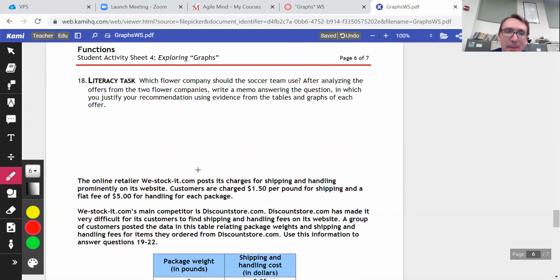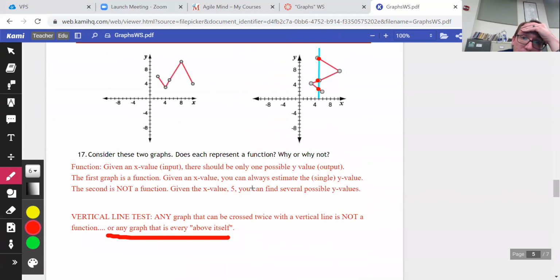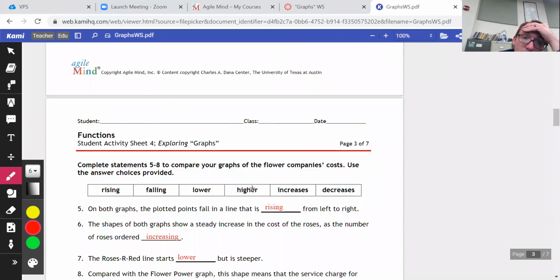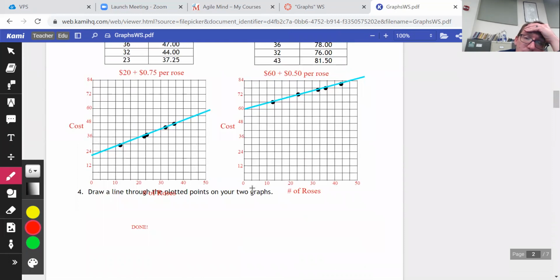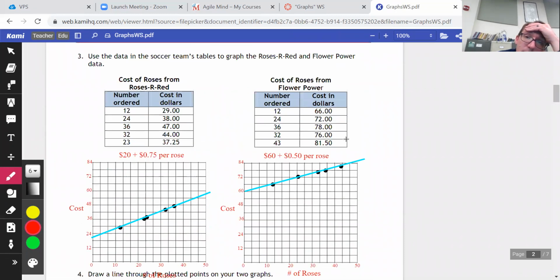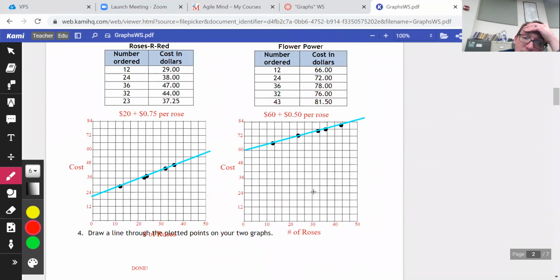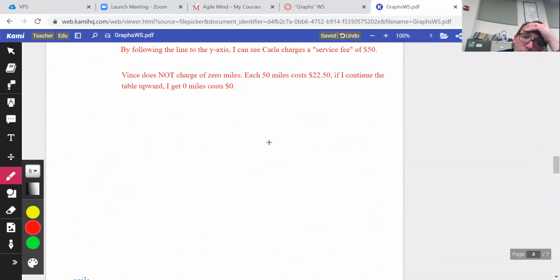Oof, there's a lot of stuff in this assignment. Literacy task: which flower company should the soccer team use? After analyzing the offers, write a memo answering the question in which you justify your recommendation using evidence from the tables and graphs for each offer. So think about that. Here are 2 groups. We did this in our last assignment too. There is a good reason to use Flower Power based on certain numbers, but it certainly doesn't look very promising right now, okay? So think about how many flowers you want to order, and that will be a big part of which one you choose.